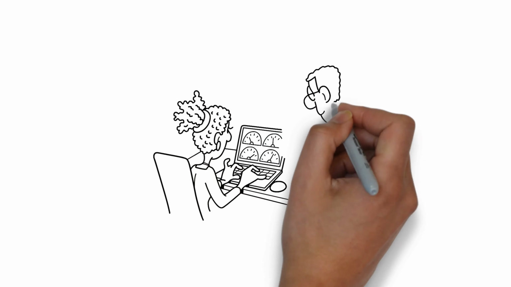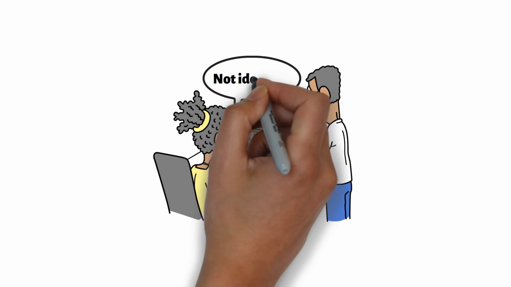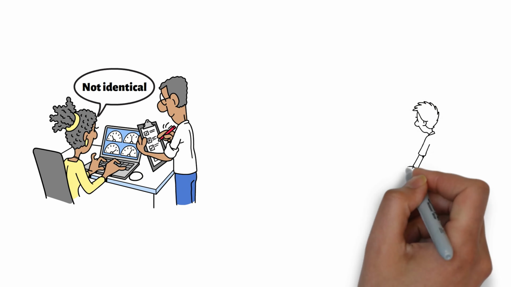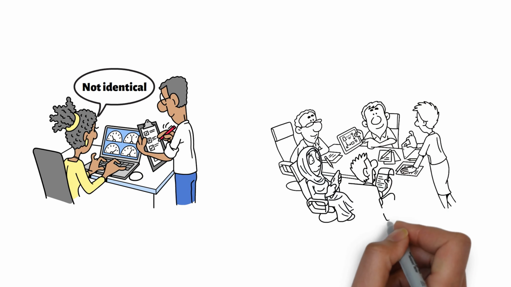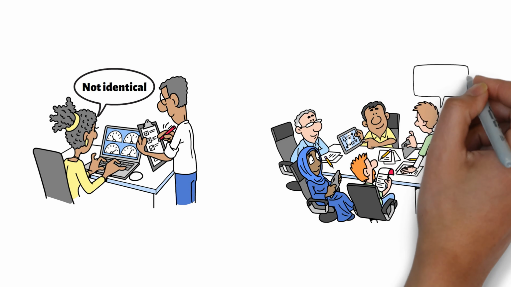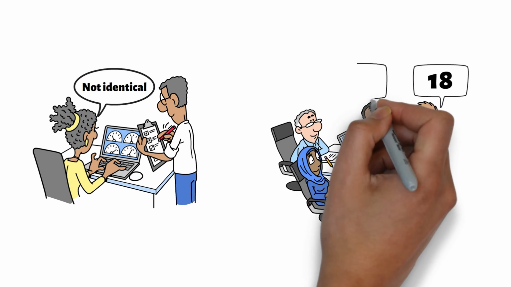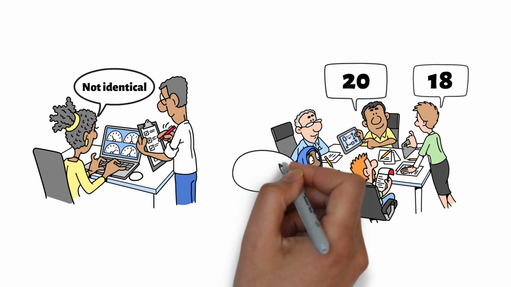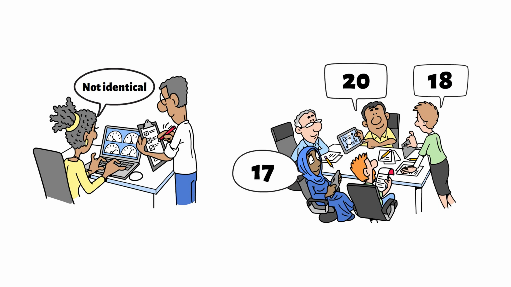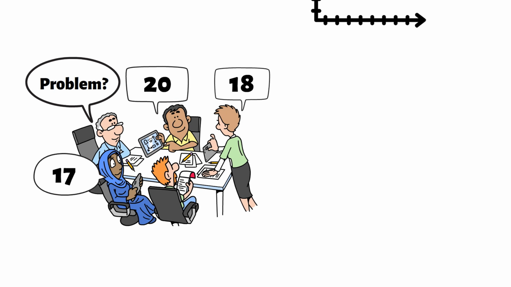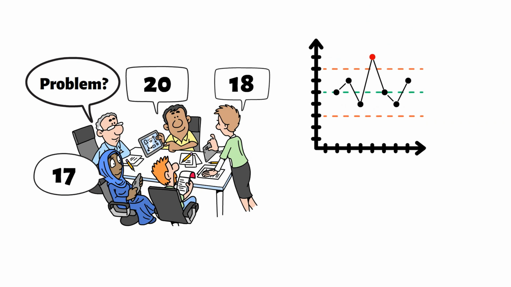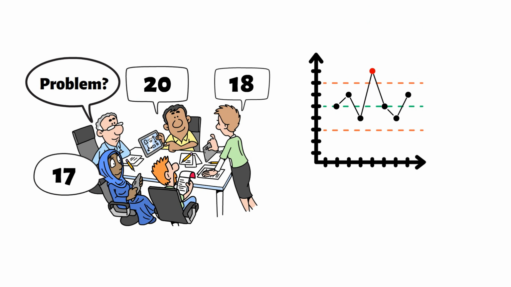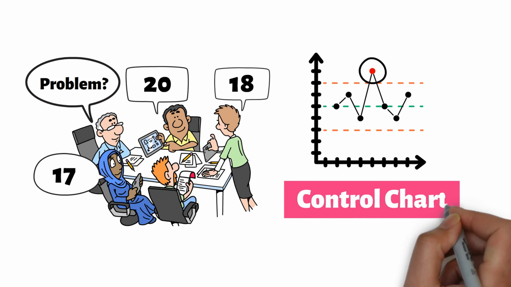Every process has variation. Even when a process is performing normally, the results are rarely identical every single time. For example, imagine a software team tracking the number of defects discovered during each sprint. One sprint finds 18 defects. The next sprint finds 20. The following sprint finds 17. Do these differences indicate a problem? Not necessarily. Some variation is expected. The challenge is determining whether the variation you're seeing is simply normal process behavior or evidence that something unusual has occurred. This is exactly what a control chart helps you determine.